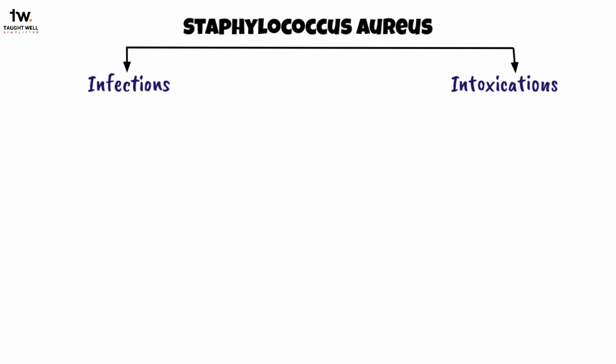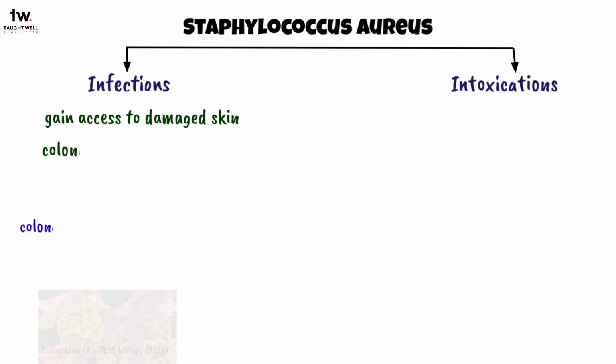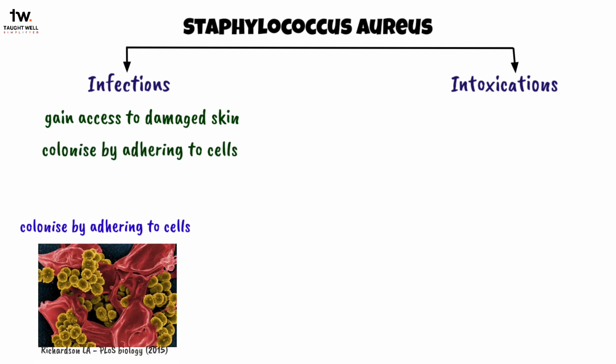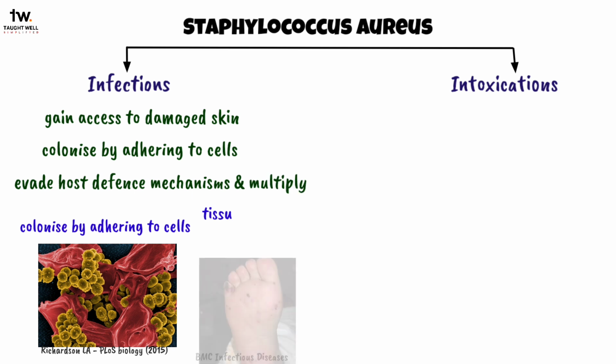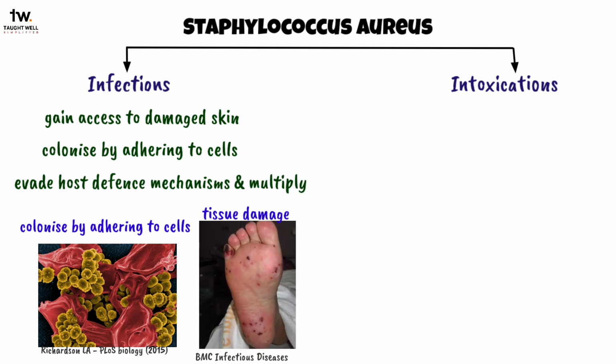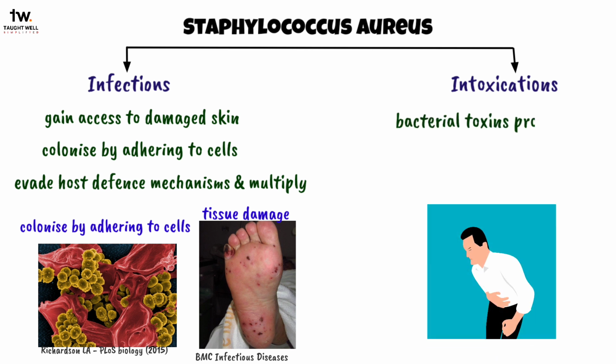Staphylococci produce two types of diseases, infections and intoxications. In infections, the cocci gain access to damaged skin, mucosa or tissue sites and colonize by adhering to cells or extracellular matrix, evade host defense mechanisms and multiply, thus causing tissue damage. In intoxications, the disease is caused by the bacterial toxins produced either in the infected host or preformed in vitro.